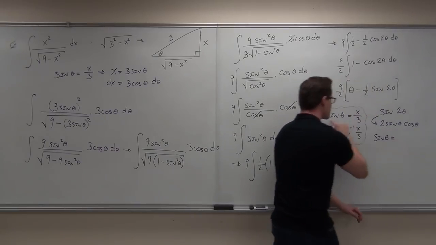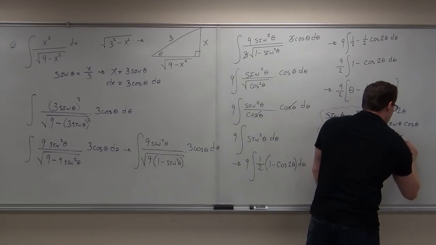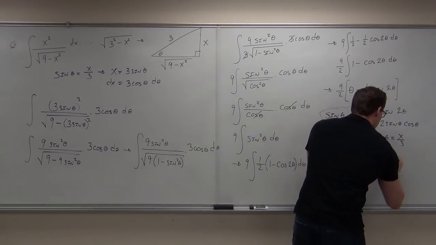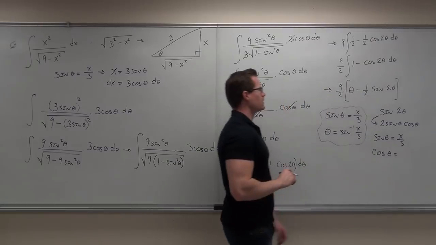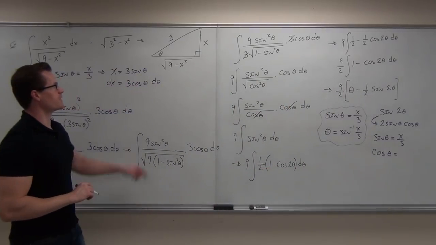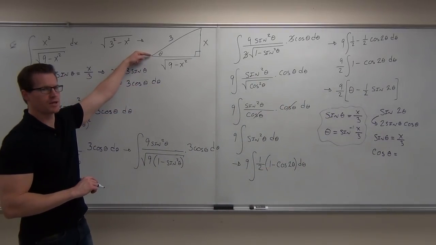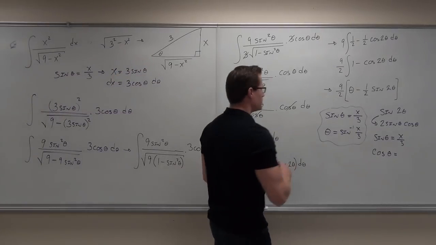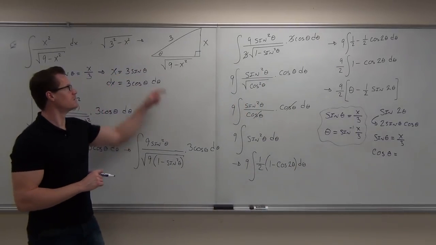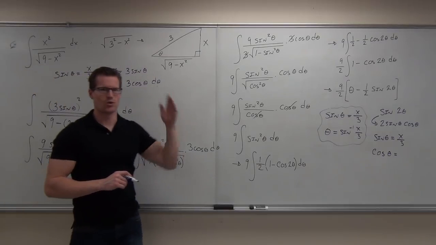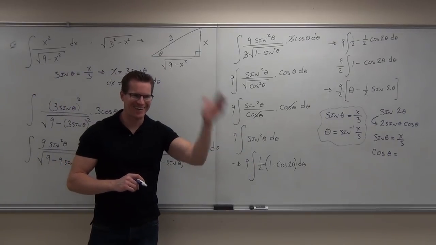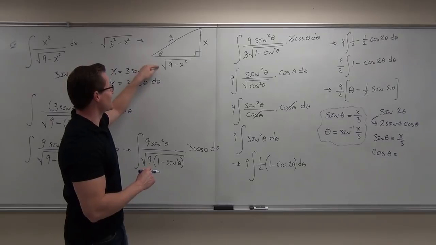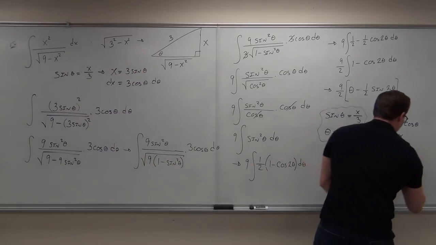We already know that one. Sine theta is x over 3. Let's do cosine theta. Let's look back at our triangle for cosine theta. How much is cosine theta? Adjacent over hypotenuse. The square root of 9 minus x squared, over 3. Adjacent over hypotenuse.